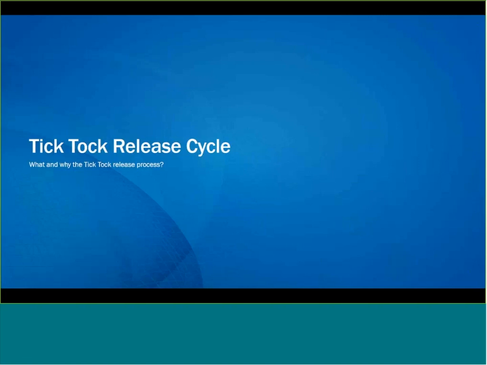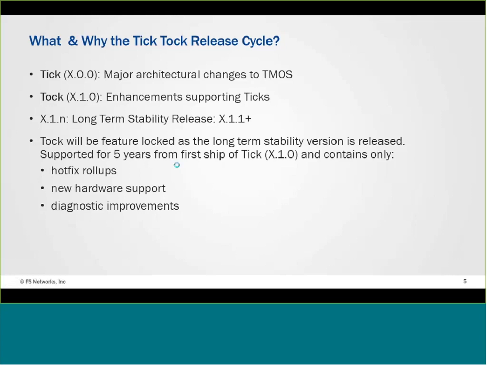So before we get into looking at the actual software install process, I'm just going to bring up the new model which we have, which is called the Tick-Tock release cycle. It's an alternating cycle between major releases and long-term stability releases. Now, this is documented in Solution Article 5903, the BIG-IP support policy. I'll bring this solution up in a moment. I'll just go over the key points here.